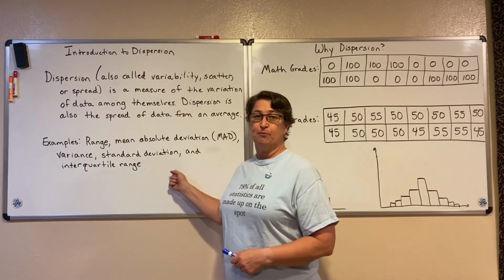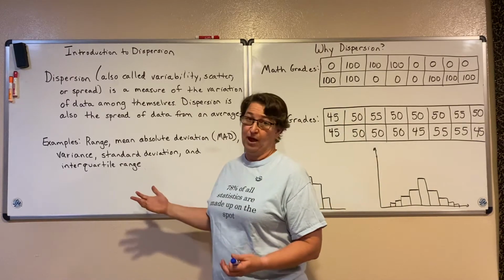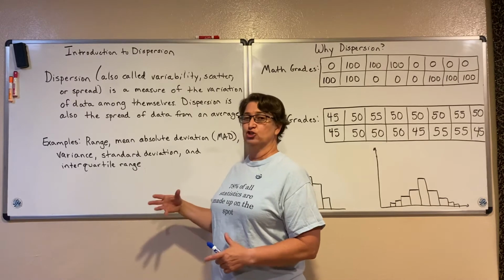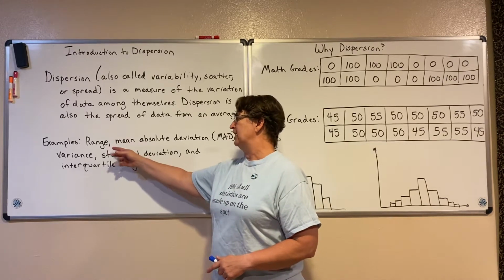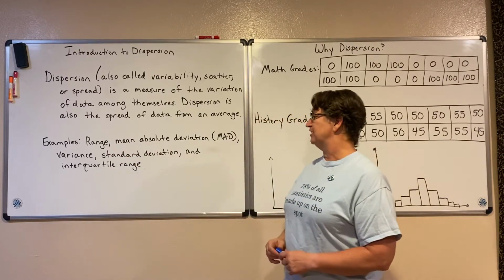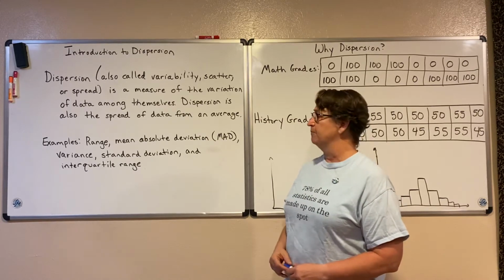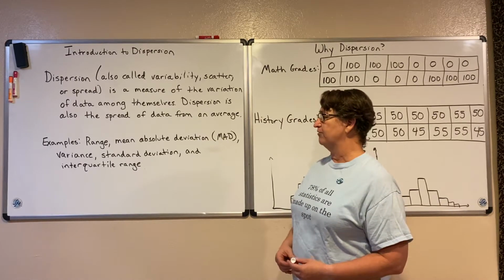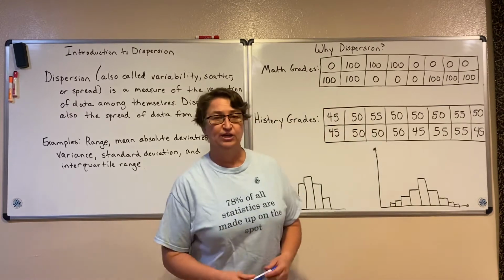Some examples of statistics or parameters that we're going to learn about that show dispersion are the range, the mean absolute deviation, we'll call it the MAD, the variance, the standard deviation, and the interquartile range.